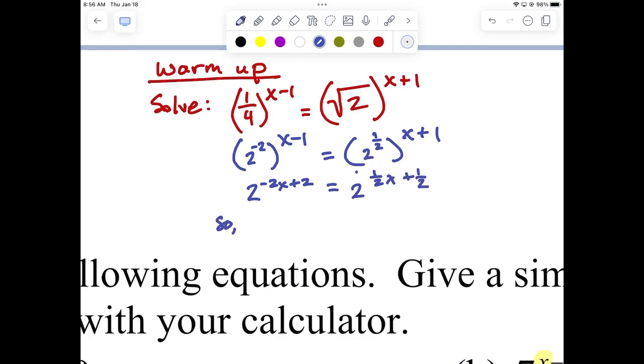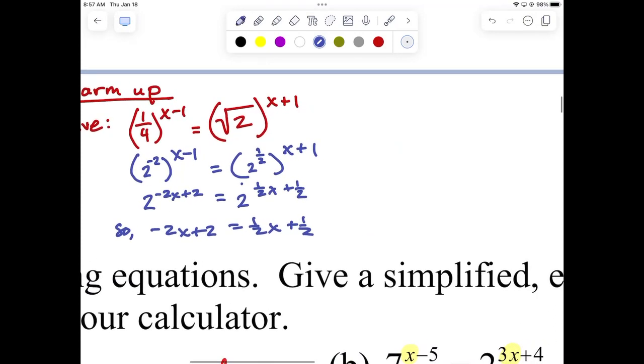So, did you remember your word, so or therefore? So, negative 2x plus 2 must equal 1/2 x plus a half. Now, yesterday, we eradicated the fractions in here. Second period embraced the fractions, and we got the same answer. It turned out that it was a little bit easier to eradicate the fractions in hindsight. So I'm going to go ahead and do that.